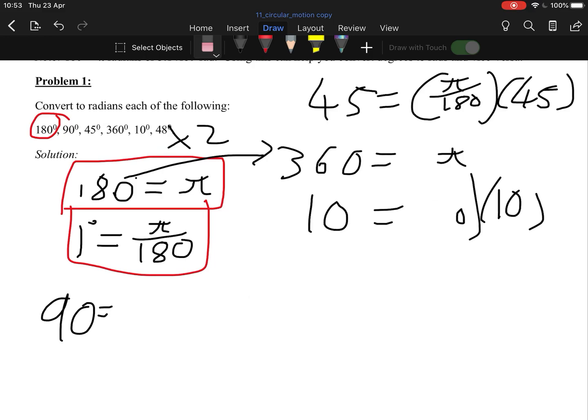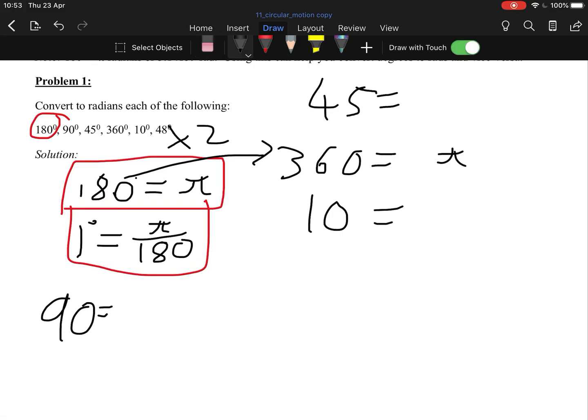Okay, so for your answers here, I'm just going to pop in the answers now. Rub all this out. Oh, I shouldn't have rubbed out that one. That one was actually fine. So that's 2 pi. 90 degrees, obviously, if 180 is pi, 90 is half of 180, pi over 2. 45 is half of 90, so that's pi over 4. 360 is 2 pi. What's 10 then?